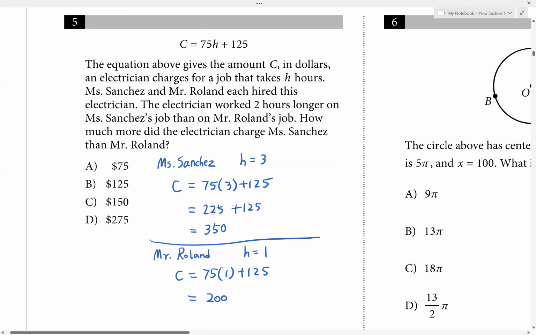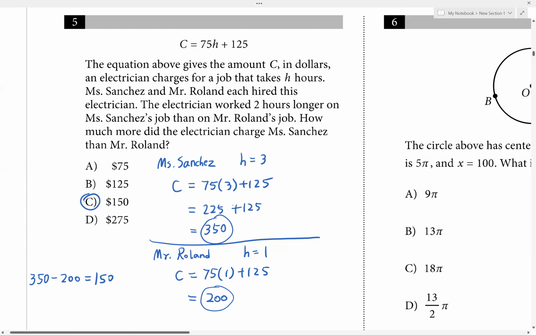So now we can compare the two costs, right? What's the difference here for 2 extra hours? One cost is 200, the other one is 350. So how much do they differ? Now we can subtract them. 350 minus 200 is 150, which is letter C for this one.